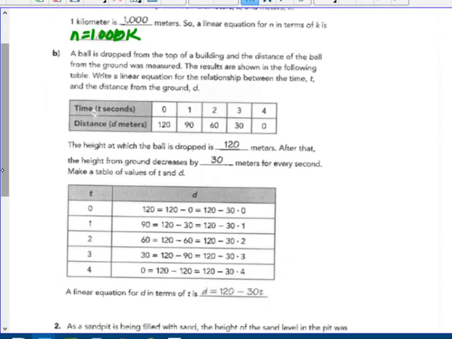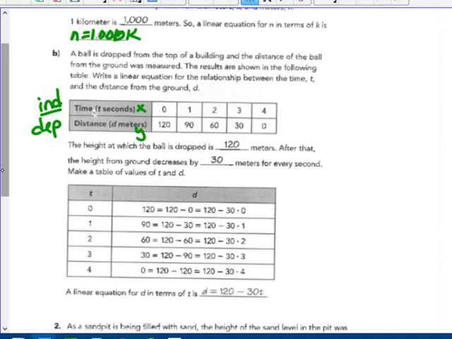A ball is dropped from the top of a building and the distance of the ball from the ground was measured. The results are shown in the following table. Write a linear equation for the relationship between time t and distance from the ground d. Well, the time is the independent variable. That's what you would put on the x-axis. And the distance depends on how long it's been dropping, right? That's the dependent variable, and that would go on the y-axis.